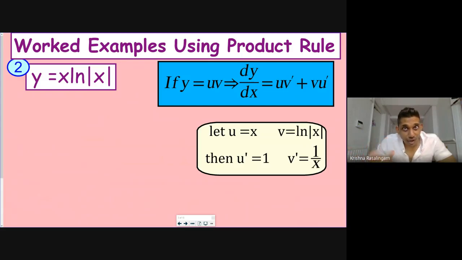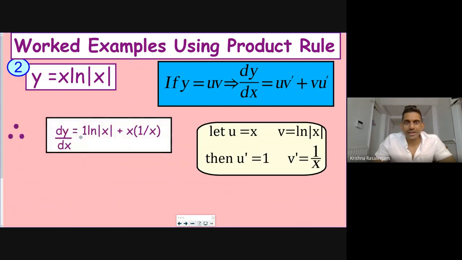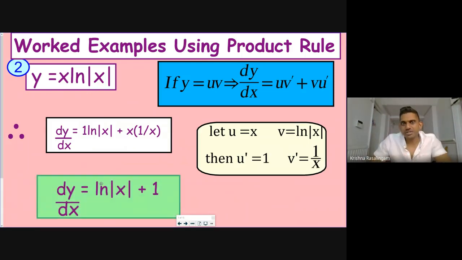So now we sub those values into the blue equation. So I've got u times v dashed, and I have u dash times v. So I've written u dash v first here. So I've got 1 times ln x plus x times 1 over x. Can we simplify that? Well, do I need to write 1 times ln x? No. What is x times 1 over x? You got it. It's 1, isn't it? So we end up with ln x plus 1.